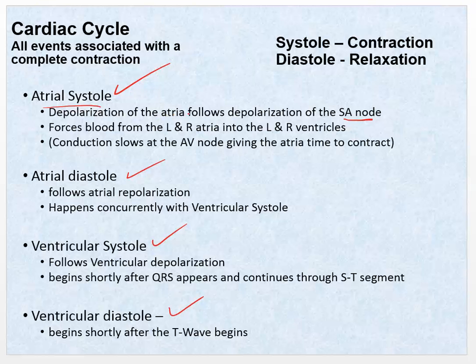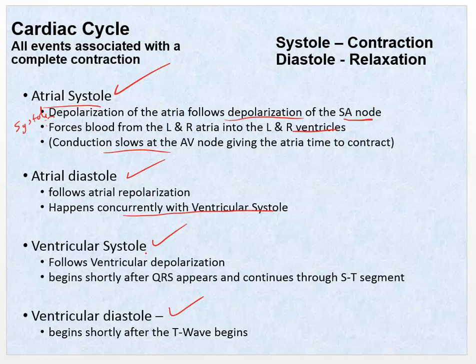So depolarization of the atria follows depolarization of the SA node, and this contraction, or the systole, will follow that. That will force the blood from the atria into the ventricles. We already mentioned the slowing that takes place here. And then it will relax. So the atria repolarizes, and after the atria repolarizes, it relaxes. And we also said that it's masked by ventricular systole.